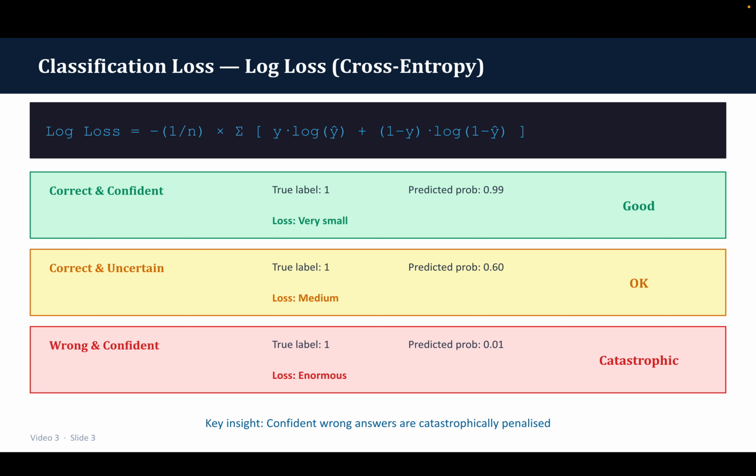When you have a correct and confident prediction, that means you have a probability of, let's say, 0.99 with a true label of 1, the loss is very small. But when you have a predicted probability of like 0.60, which we would all see is still okay, the loss is medium. But when you have a predicted probability of like 0.01, that is catastrophic. This behavior is exactly what you want. If a model says it is 99% sure that the patient does not have cancer, and they do, the model should incur a very large error. Log loss captures that.